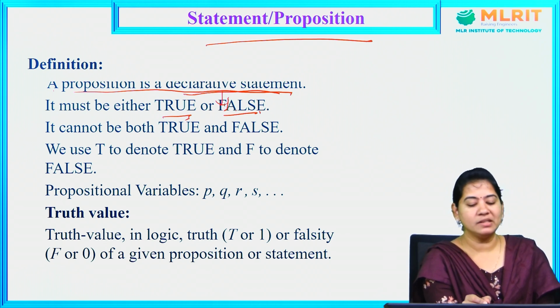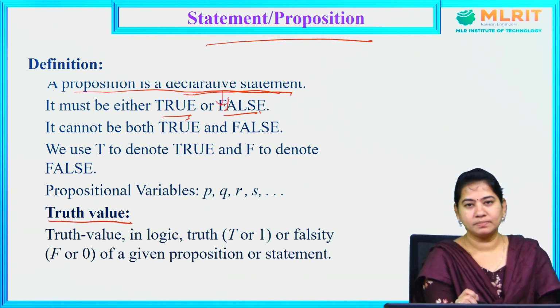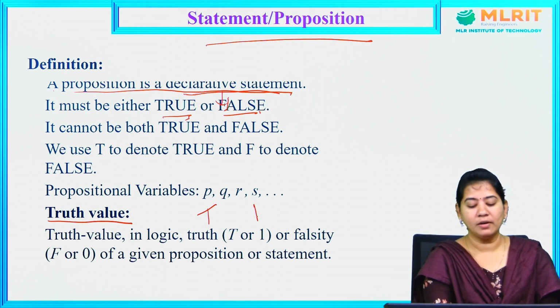So basically, what are true and false? These are called truth values. The truth values are nothing but true or false.